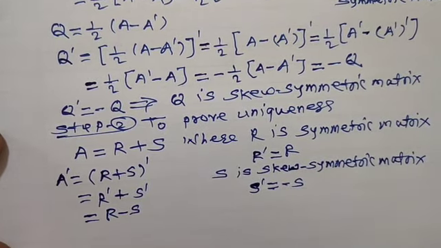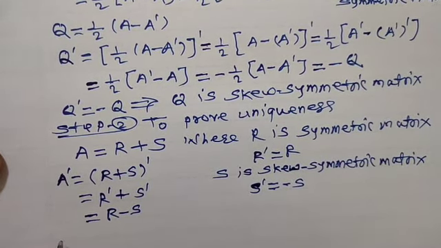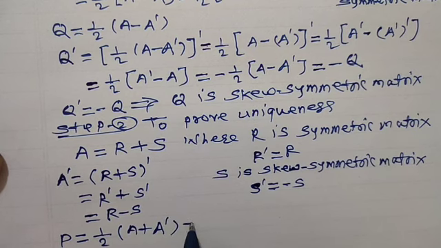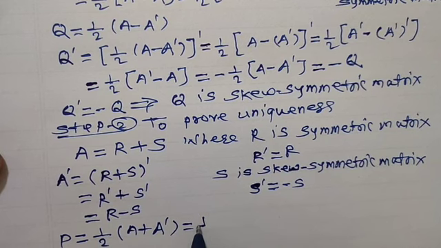Now P, in step number 1, we have taken as half of (A plus A dash). Now A and A dash in terms of R and S are given.